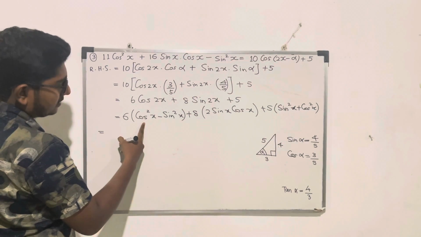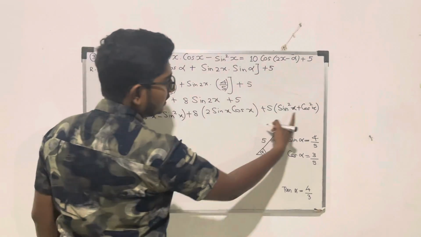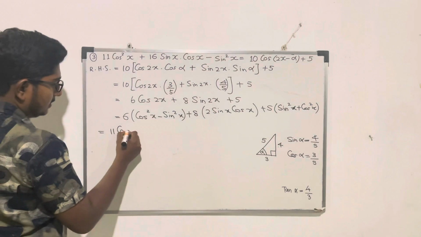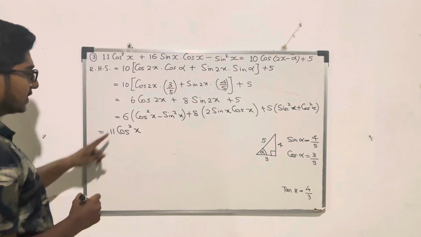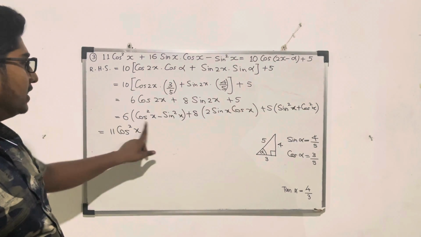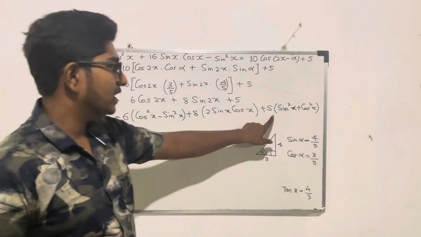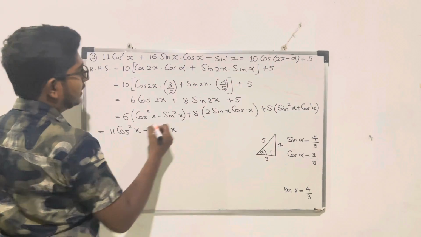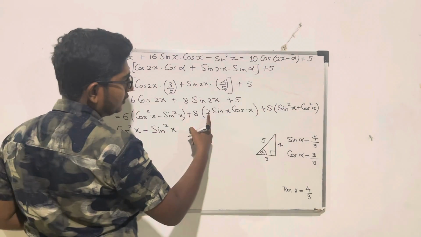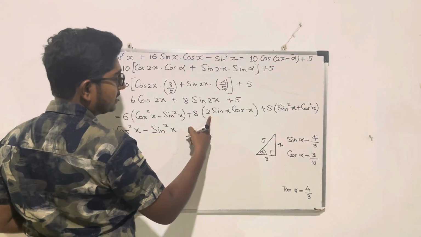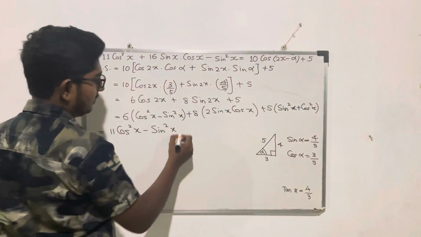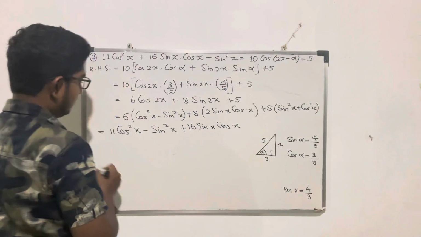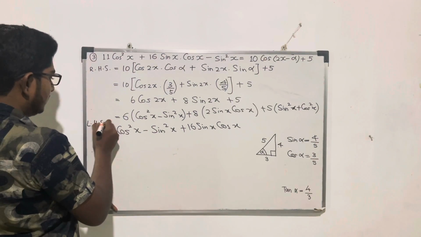expand 6 cos squared x, and here we get 5 cos squared; 6 plus 5 is 11, so it's 11 cos squared. 6 into minus sin squared is minus 6 sin squared. Here we have plus 5 sin squared, then the result is minus sin squared x. Then 2 into 8 is 16 sin x cos x. Here we have 16 sin x cos x. This is the left hand side.